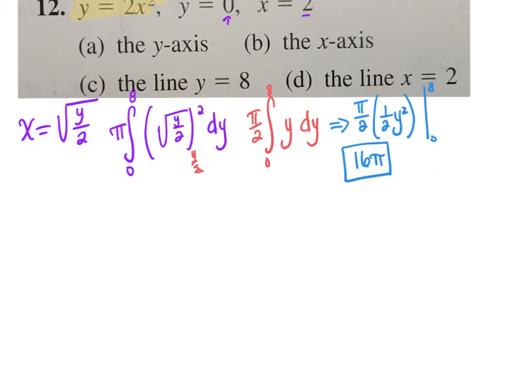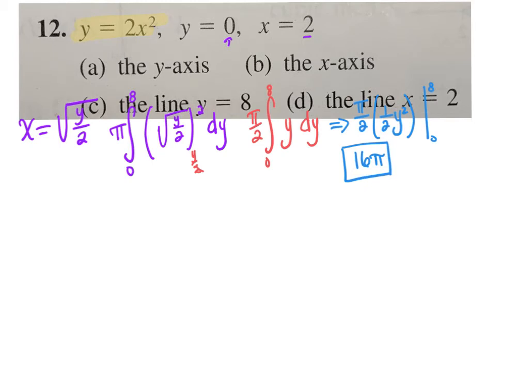So for the next one, we have the x-axis, which is kind of what we were used to doing a little bit more than the y-axis. So we are going to leave it, I pushed it up there a little too much. We're going to leave it in terms of y. So we just have y equals 2x squared. That's what we're going to use for this one. 2x squared.